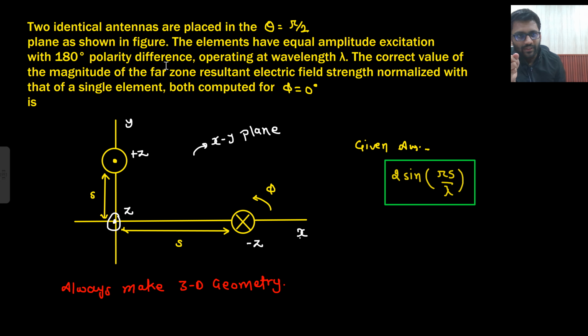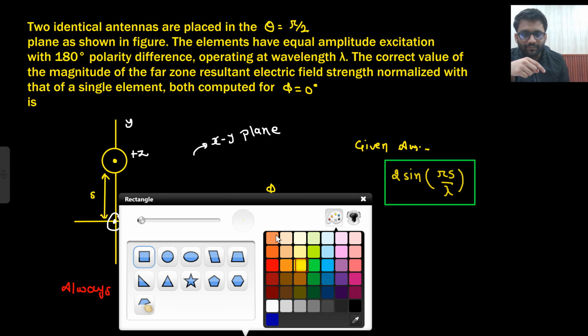They have written that they have a polarity difference of 180 degree, operating at the same wavelength. Amplitude is also the same, that means both have I naught current only. The correct value of magnitude of far zone resultant electric field strength normalized to that of a single element, both computed for phi equals 0 degree, is. What they are asking is the magnitude of the far zone resultant electric field.